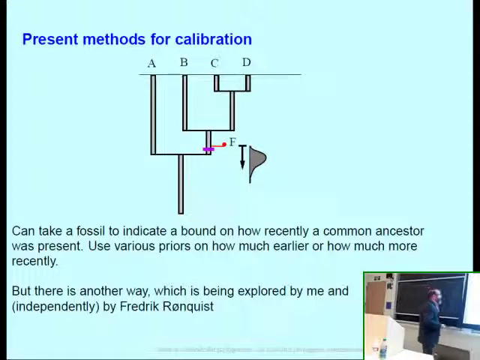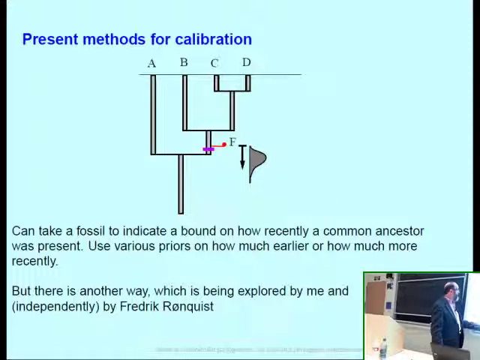Those are interesting methods, but there is another method that Fredrik Ronquist of the Natural History Museum in Stockholm is developing, and I've been developing it too. Fred and I both came up with approaches of the same generic sort independently, and we're getting ready to publish together in Systematic Biology, if either of us can get the paper written, get the two papers written.